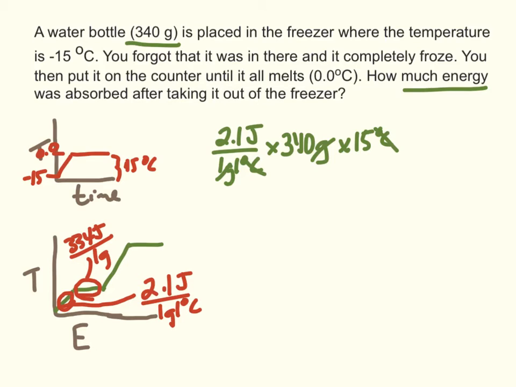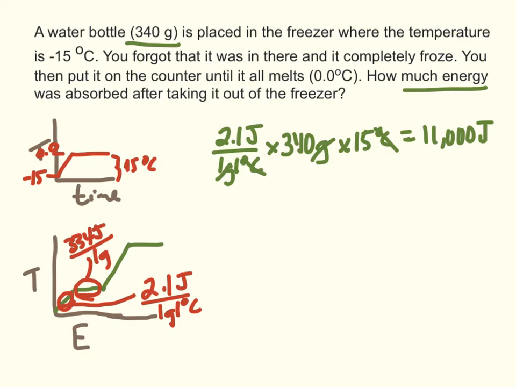So 15 degrees Celsius, and really that takes care of my units right there. So I plugged in my calculator 2.1 divided by 1 divided by 1 times 340 times 15. And when I do that, I get 10,710. And just 2 sig figs, that's 11,000 joules. Now 11,000 joules was just for this section right here. That was just to heat it up to the point where it could start melting. Now I need to deal with the part where it did start melting, and all of it melted because it says it all melts. So I'm going all the way across this area right here, and when I do that, I need to do another calculation.